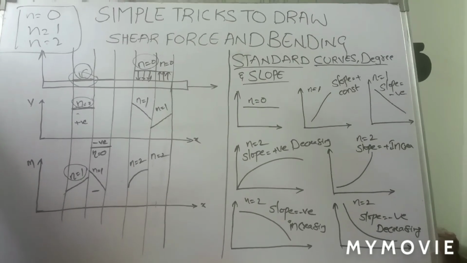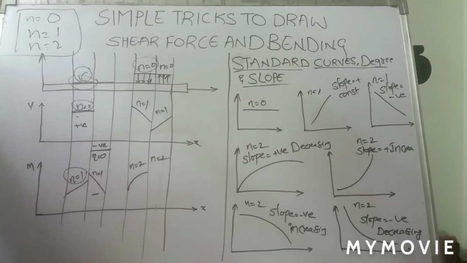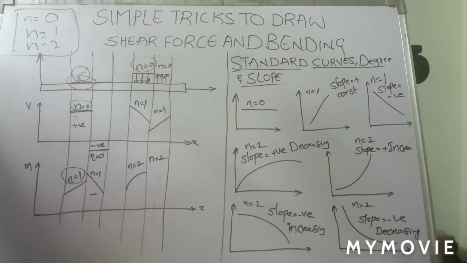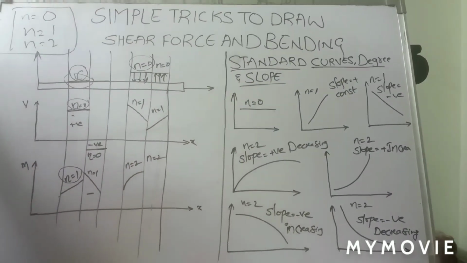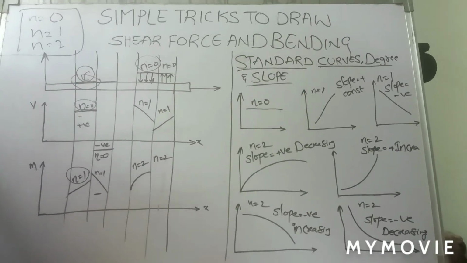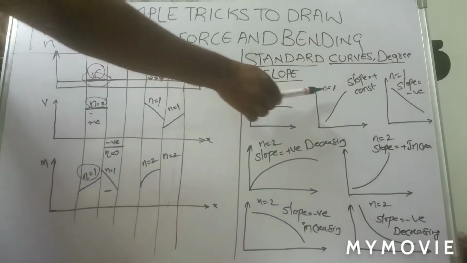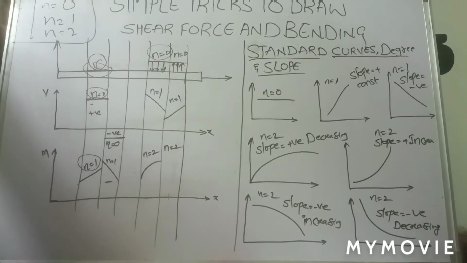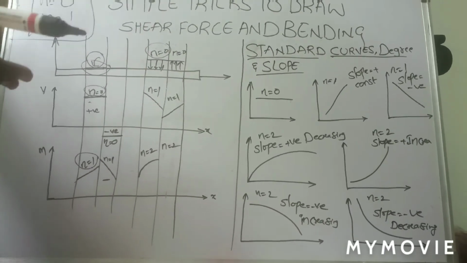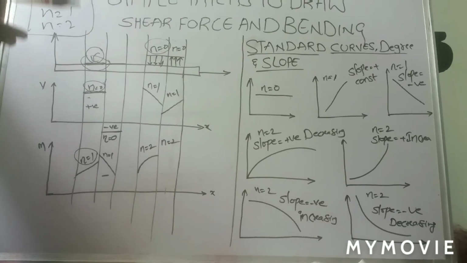So here, whenever you are having n equal to 0, n equal to 0 means no loading condition. N equal to 0 means no load or constant load. Remember, n equal to 0 means it is a constant load. So you will get a straight line. Remember, you get a straight line. Next, second one, if n equal to 1, I told you that you are having some loading condition. How will you get some loading condition? Based on your area.